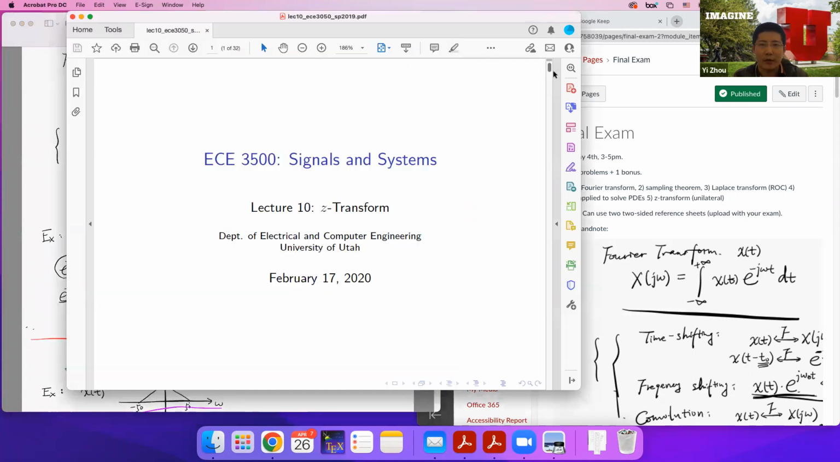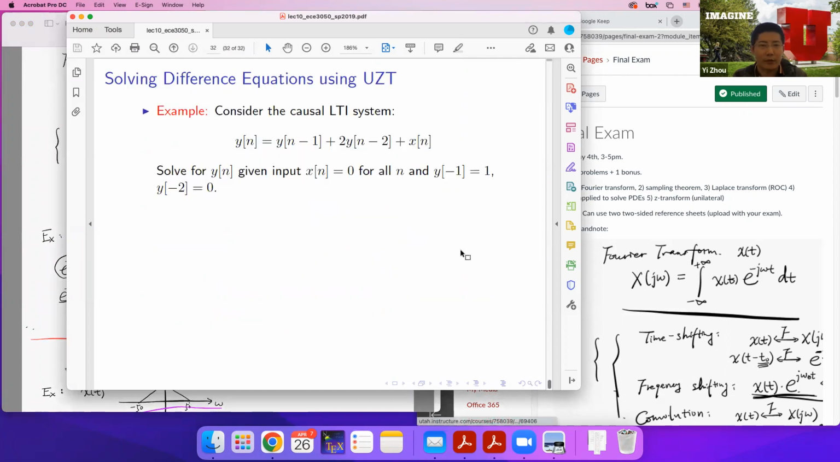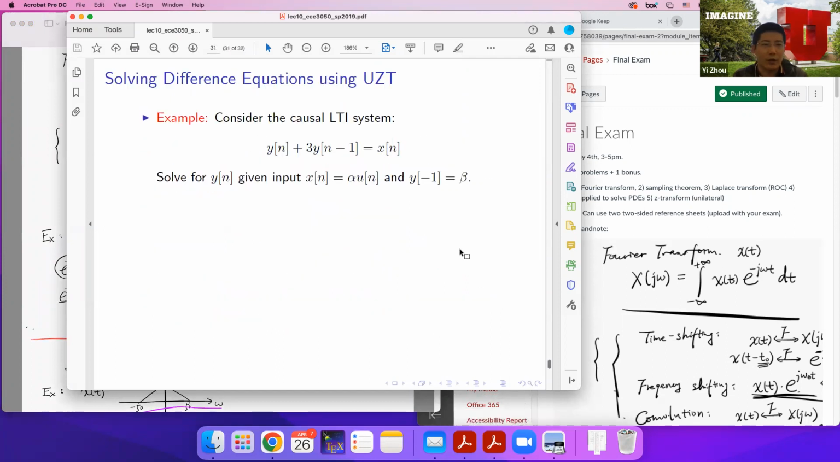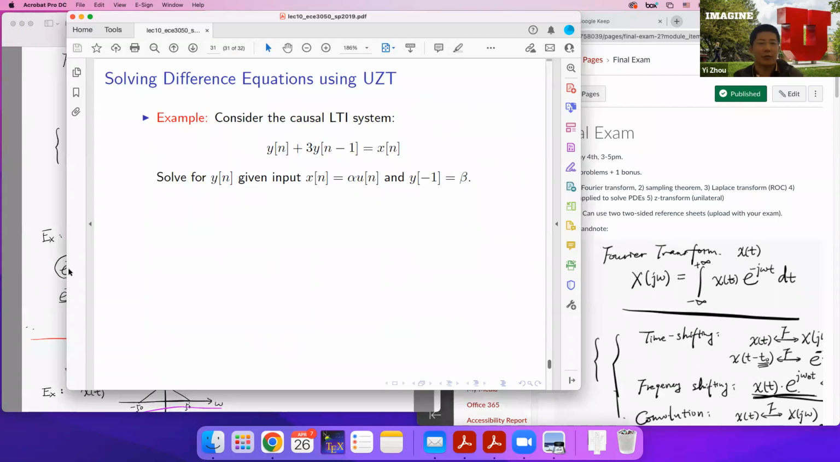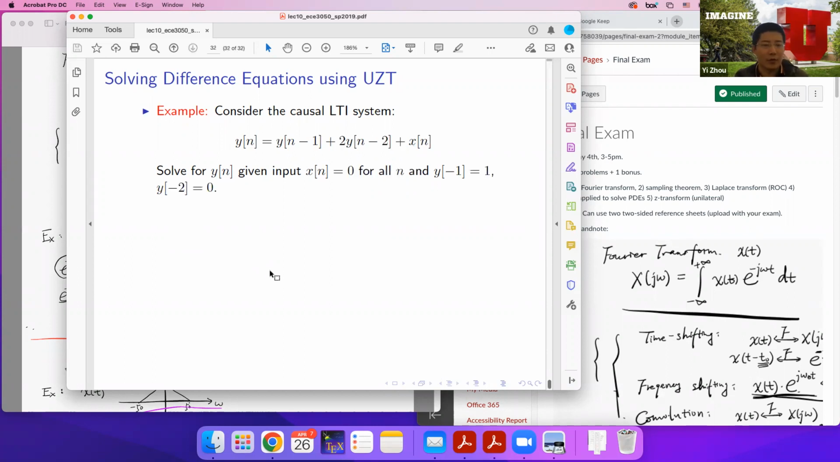So for lecture 10, last time we have 2 slides left. The last 2 slides are about 2 examples, 2 problems where you need to apply the unilateral Z transform to solve these discrete time LTI systems given some initial conditions. I will skip this part because in the review lecture we have very similar problems. So after the review lecture, you can use these 2 slides for practice.